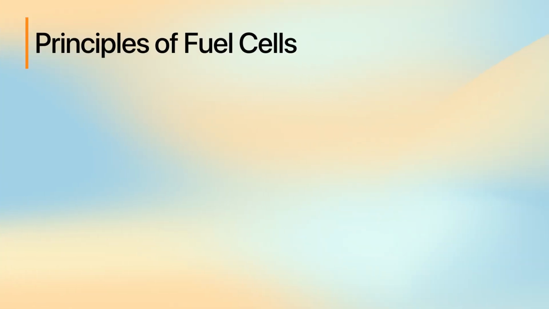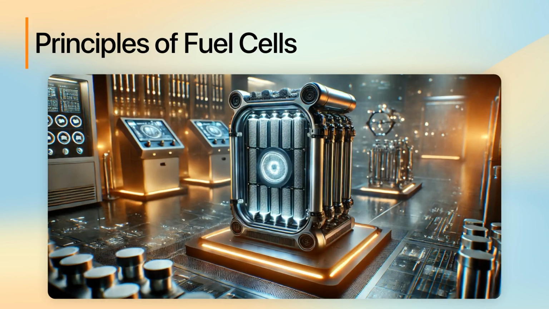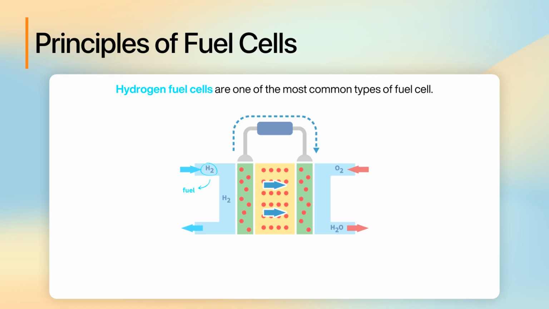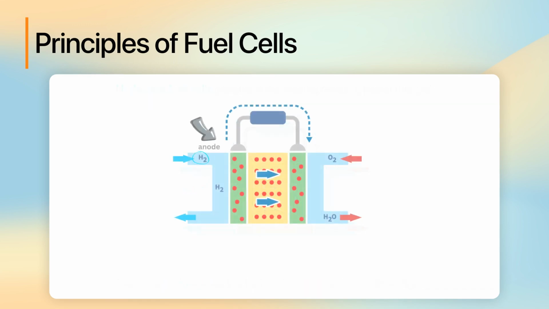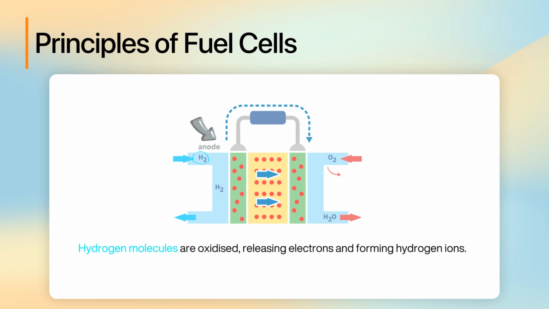To understand this better, let us examine a specific type: hydrogen fuel cells. Hydrogen fuel cells are one of the most common types of fuel cells, and they use hydrogen as the fuel and oxygen as the oxidizing agent. Hydrogen gas is fed into the anode. There, the hydrogen molecules are oxidized, releasing electrons and forming hydrogen ions.